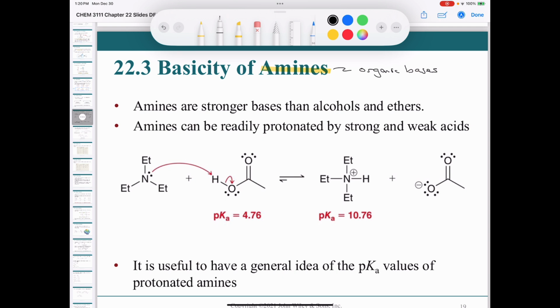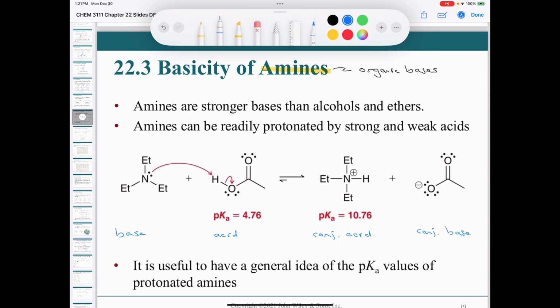So here we have triethylamine, and it's being reacted with acetic acid, right? This is just acetic acid here, and the pKa of acetic acid is around 5. And you end up producing this triethylammonium ion here, which has a pKa of 10.76, and this is, of course, the conjugate acid of triethylamine. And then we have the acetate ion here. So if we labeled everything, this would be our base, this would be our acid, this would be our conjugate acid, and this would be our conjugate base.